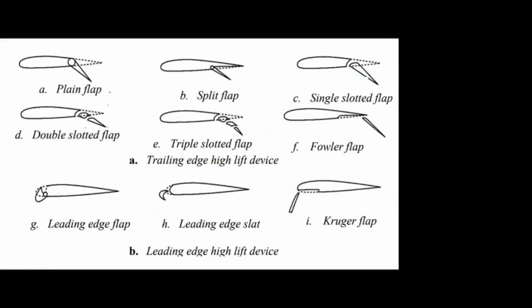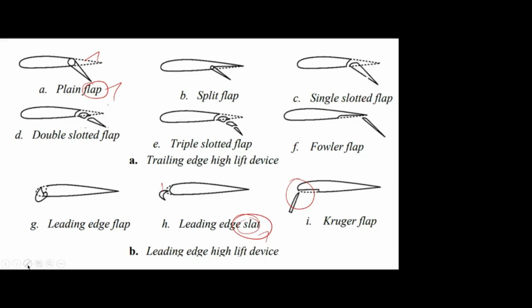So what happens? Mostly we use flaps or leading edge slats. Maximum, these two only are used as high lift devices, flap and slat. A flap can be at the trailing edge or sometimes at the leading edge, but a slat will always be at the leading edge. Totally two types, flap and slat. These are all the high lift devices. The flap can be at the end, and sometimes it may be at the leading edge also.